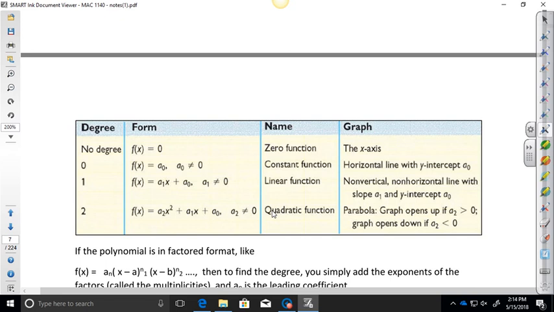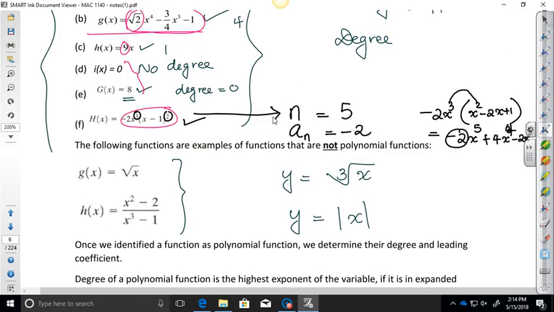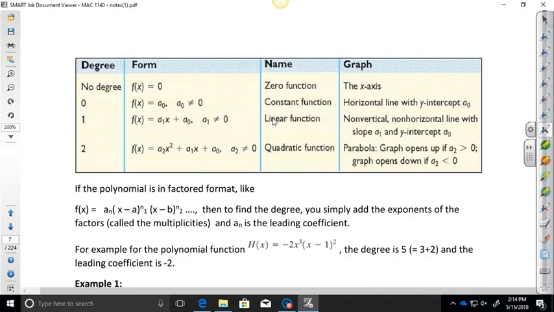Then we have a linear function. Here we had a linear function which was 9x. And that's called a linear function, and the graph is a straight line. Its degree is 1. Then we know quadratic function if the degree is 2. It's a parabola. We'll learn those.